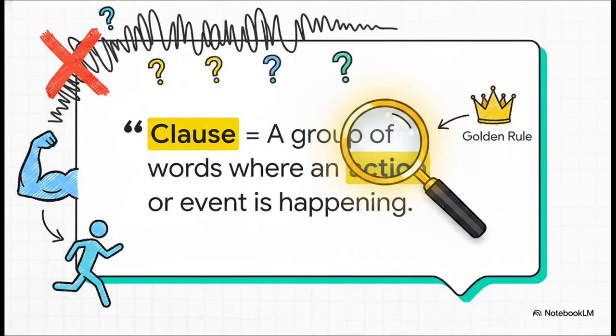Now, here is a really common mistake that even older students sometimes make, so listen up. A lot of people think that if a group of words is really, really long, it just has to be a clause. That is completely false. A massive, long group of words is still just a phrase if there's no action in it. It literally doesn't matter how long it is. A clause must have an action happening. Always, always look for the action. That is your golden rule.